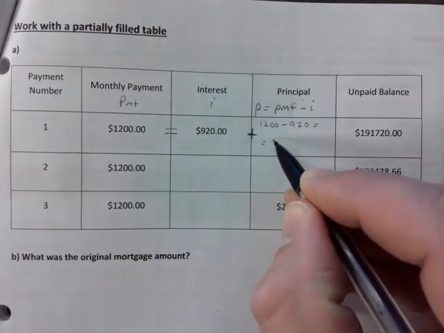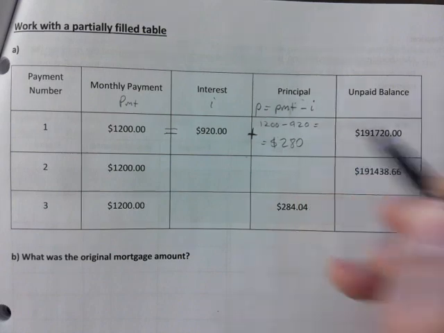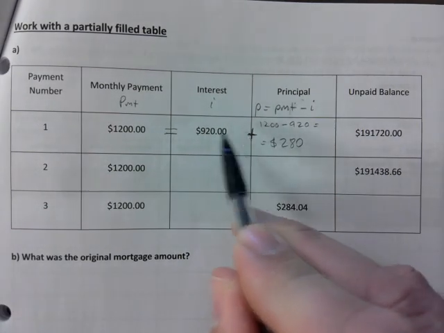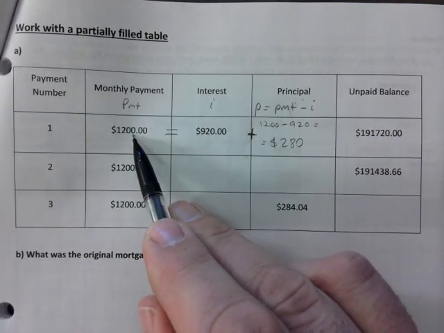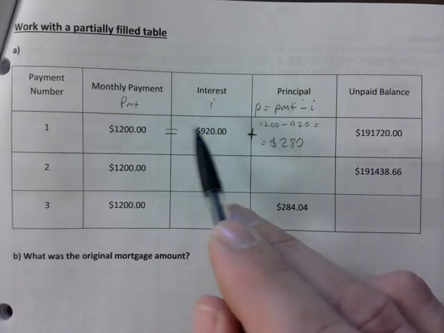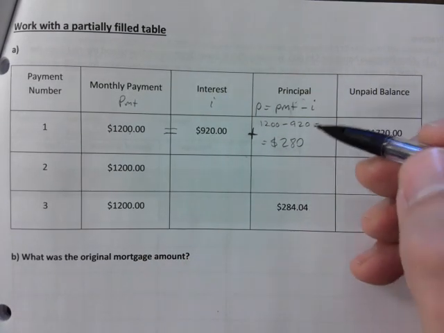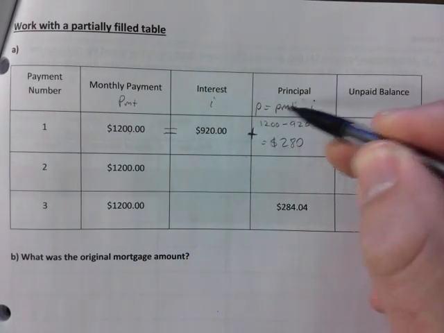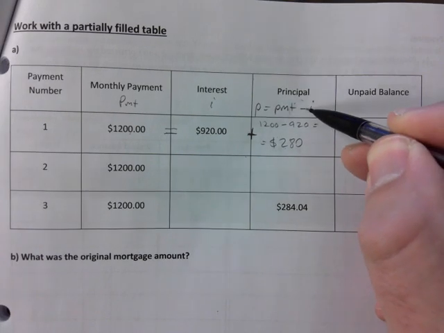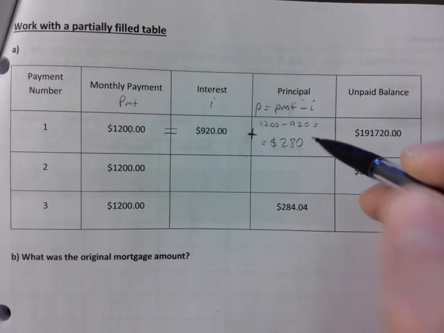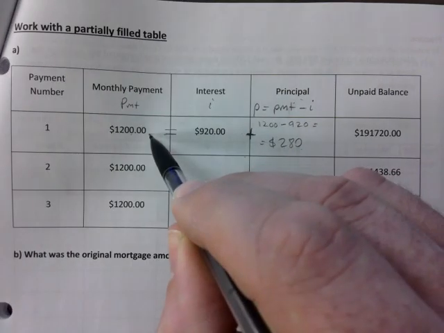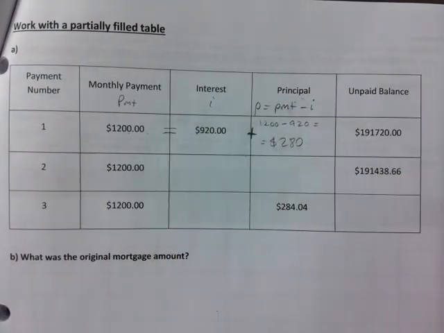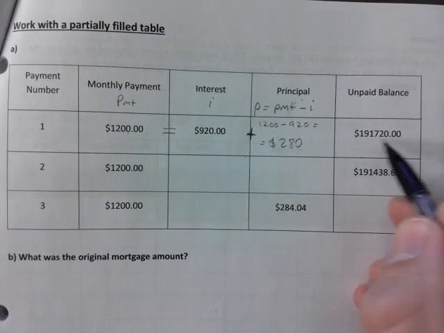280. This is 280. And so this plus that does give you the monthly payment, right? It checks out. But in order to get this, you need to use that formula. So those formulas get it, but then you go backwards like that to get your payment, right? So there we have it. So your unpaid balance is this.